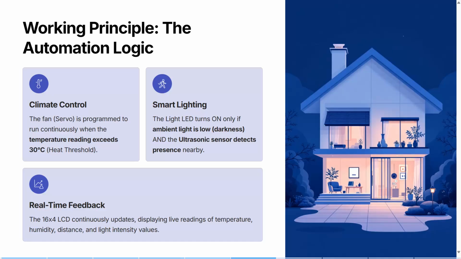Working principle, as climate control. As soon as the temperature of the room exceeds 30 degrees Celsius, which is our threshold temperature, we can change this, the servo motor starts to rotate, meaning our fan will start. Also, in the smart lighting system, the LED lights will turn on only if it is dark in the room. It means during the night.